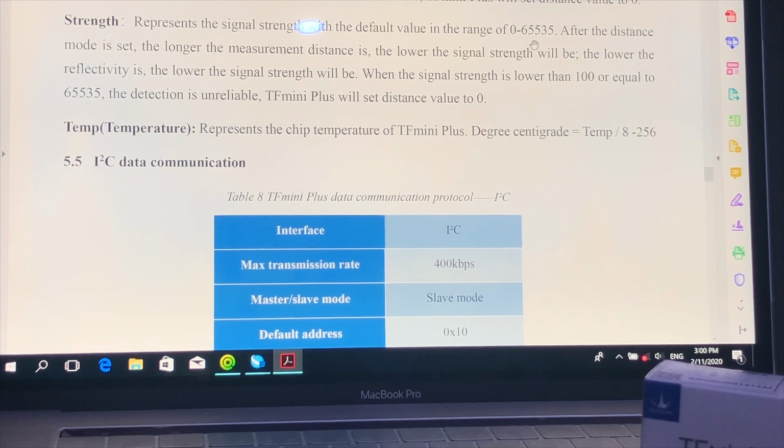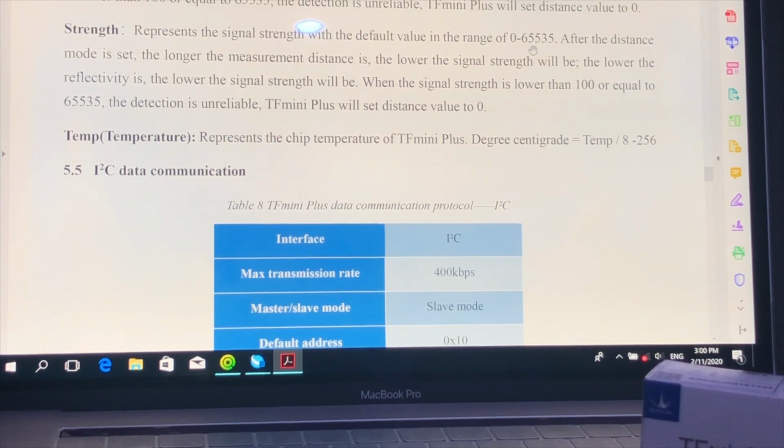As we will see later on in the experimental test, the signal strength actually depends also on the measured distance. So we will see that if the measured distance is low, the signal strength is a little bit higher, and if we try to measure a far away object, we will find that the measured signal strength will get lower.